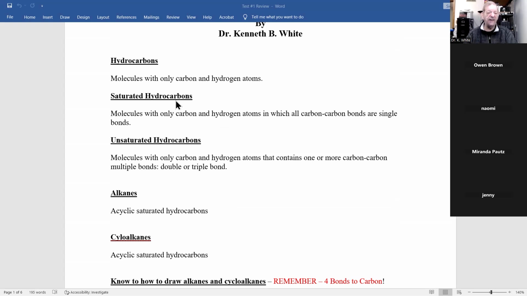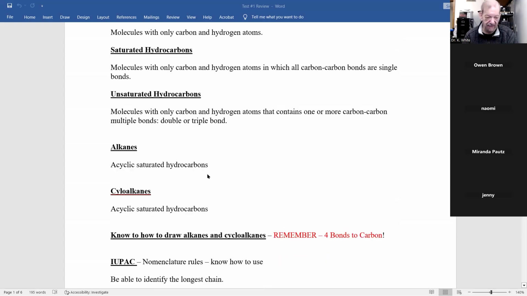So a saturated hydrocarbon is a molecule with only carbon and hydrogen atoms, and all carbon-carbon bonds are single bonds. That's a saturated hydrocarbon. Unsaturated hydrocarbons, again, are molecules with only carbon and hydrogen atoms and contain one or more carbon-carbon multiple bonds, such as a double or triple bond.